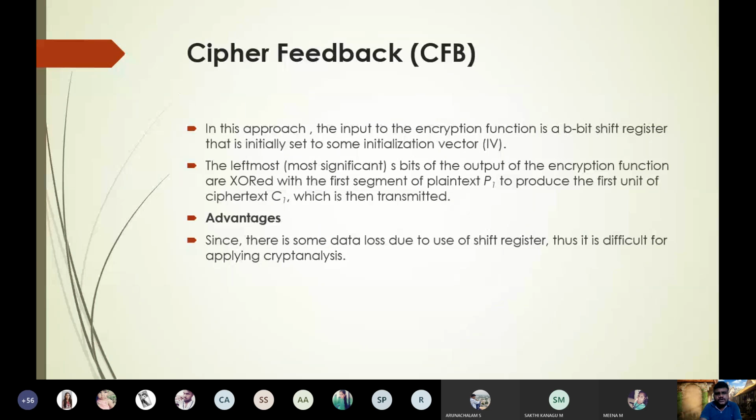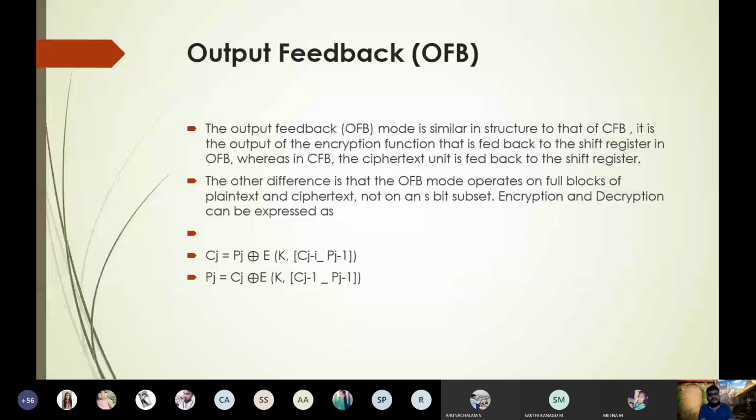And the next one is output feedback. Output feedback is a very simple one. It's similar to CFB, cipher feedback. Like cipher feedback, output feedback also performs similarly. Here we have only two formulae. Cj is nothing but the ciphertext. How can I get the ciphertext? By doing an XOR function of the plain text with this equation. I can explain this equation.